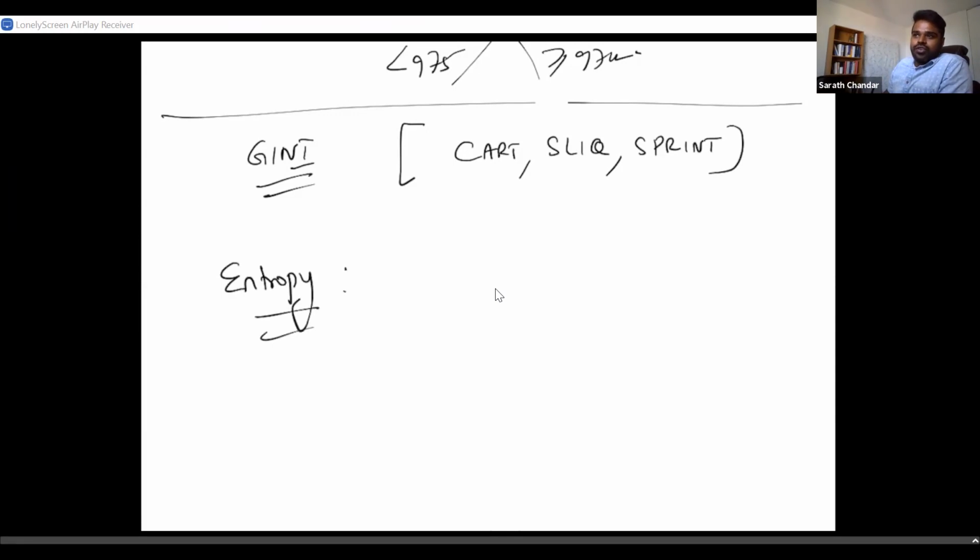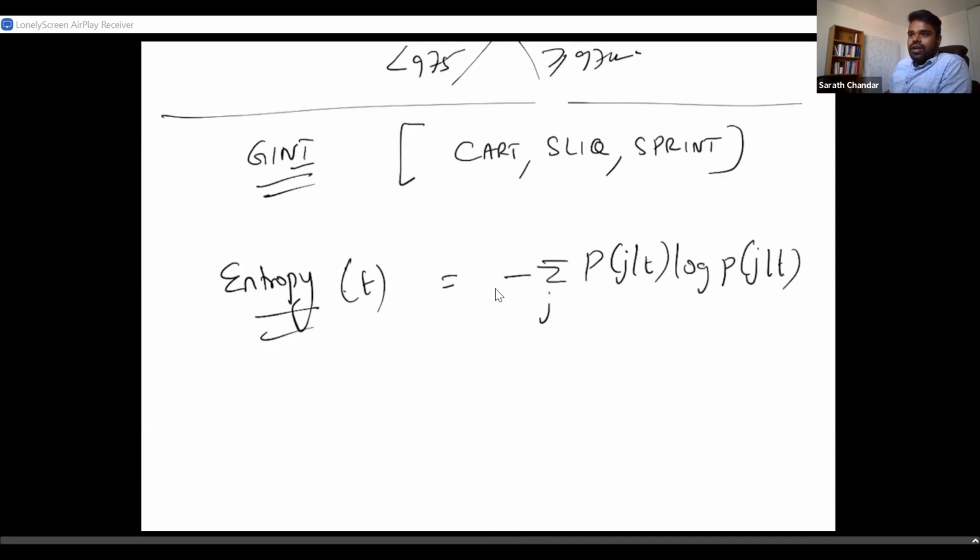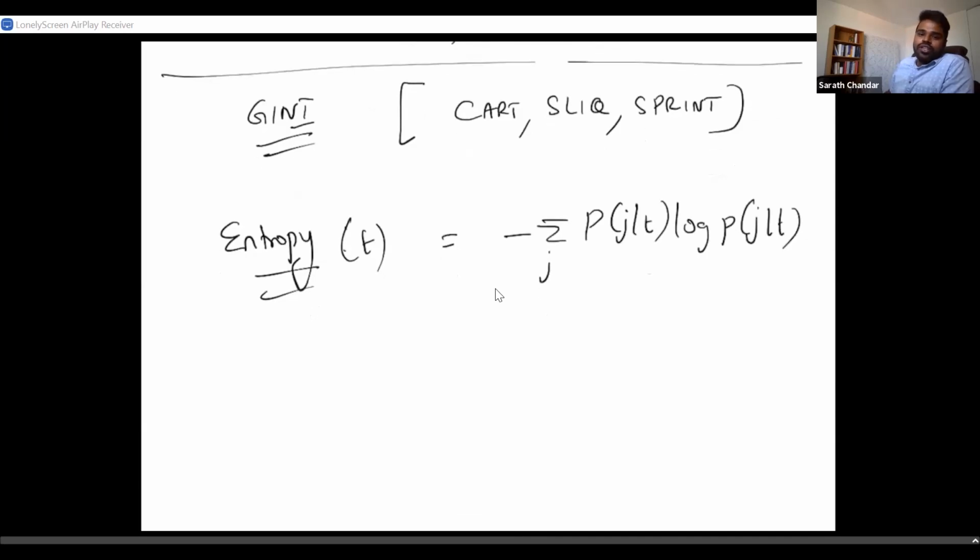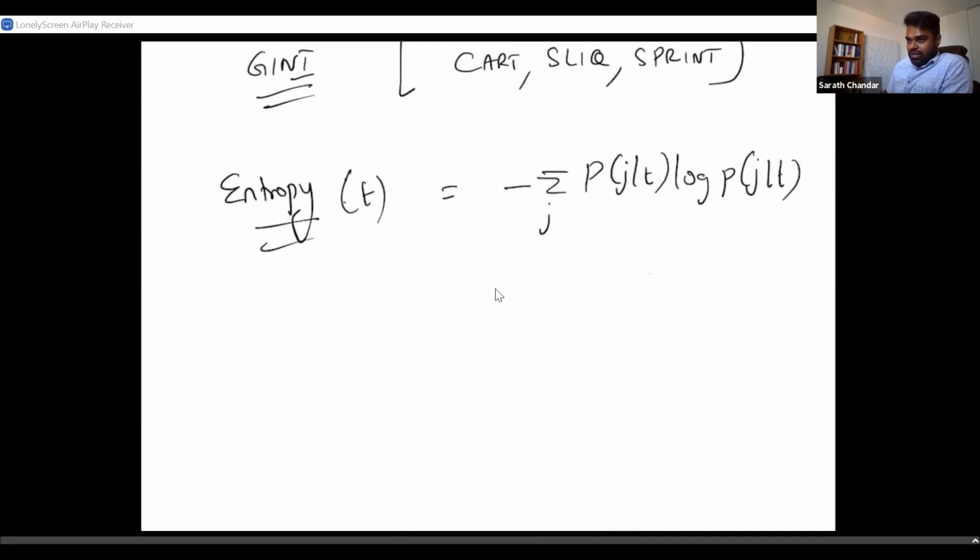So what is entropy? We know the definition of entropy. Entropy is given by minus summation over j of p(j|t) log p(j|t). Ideally, it measures the homogeneity of the node. Okay, so now let's do some examples again. I'm going to consider the first example, which is a pure example.